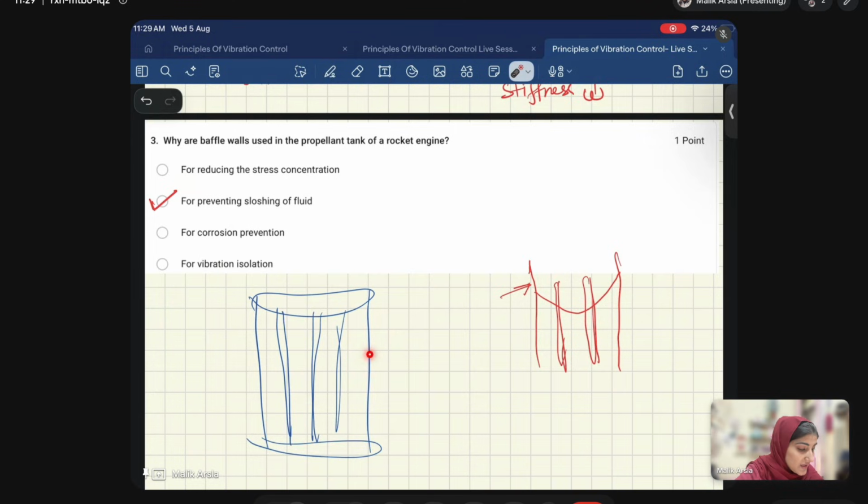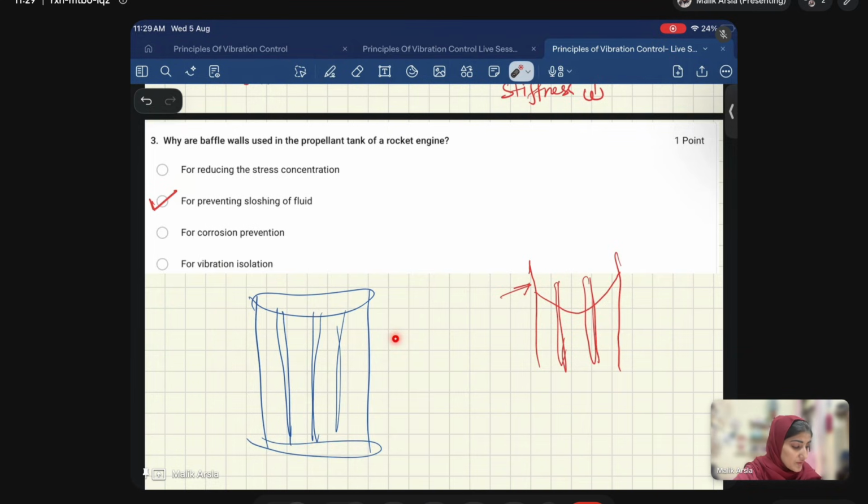Okay, and it causes the sloshing of fluid, which can also lead to the shift in the center of mass of the system, which will not be a good thing obviously, because if the center of mass of the system shifts, this can topple. Okay, and we do not want that thing.